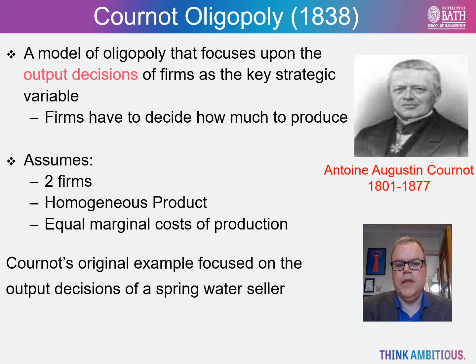The Cournot model is essentially a quantity-based game. The original model assumed there are two firms in the market, i.e. it's a duopoly, which simplifies the analysis. Each firm sells a homogeneous product, in this case water, and each firm will have the same marginal costs of production. In our example, for simplicity, we'll assume these are zero. And finally, each firm will seek to maximise profits.